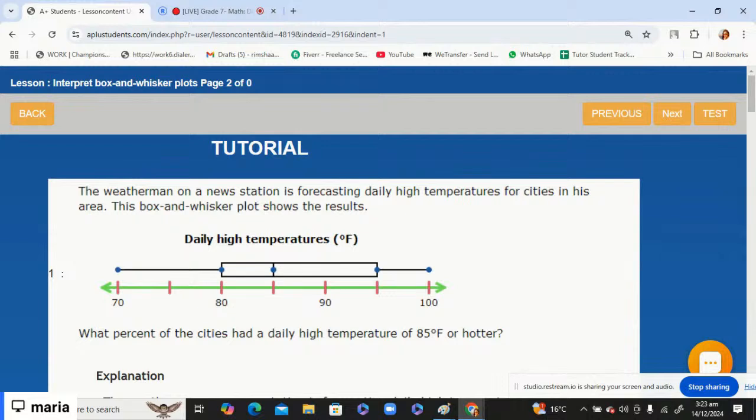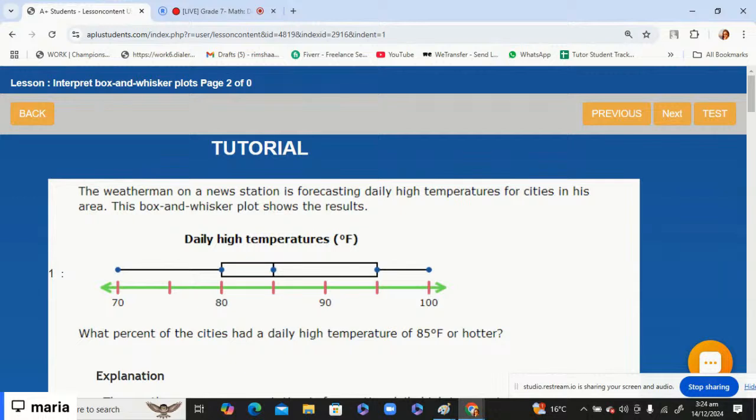In this question, they are saying the weatherman on the news station is forecasting daily high temperature for cities in his area. This box and whisker plot shows the results. 70, 80, 90 and 100. And the points are given. On 70 it's one point, then on 80, then on 85, that is the middle point, then on 95, and then it's ending on 100.